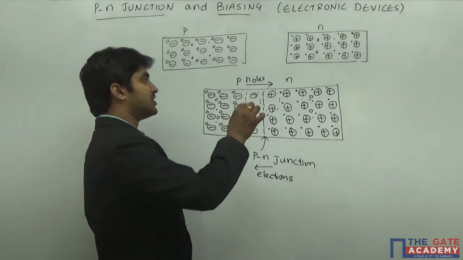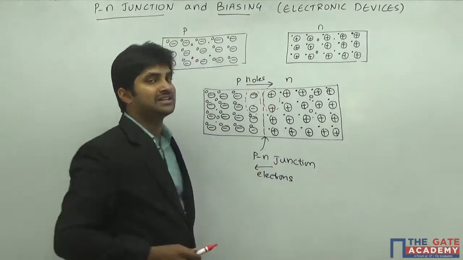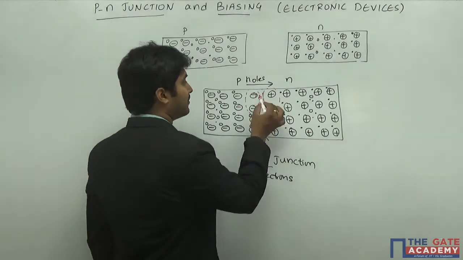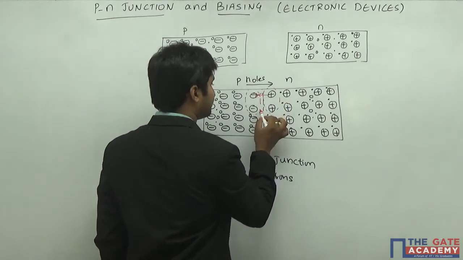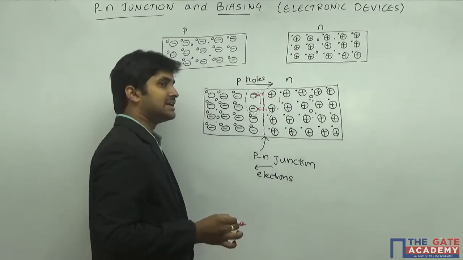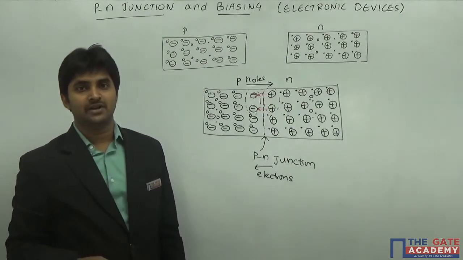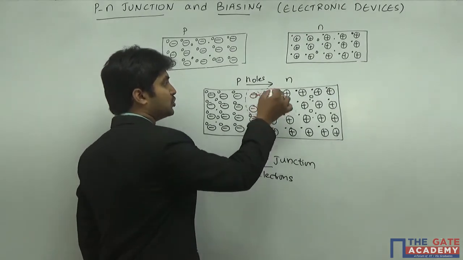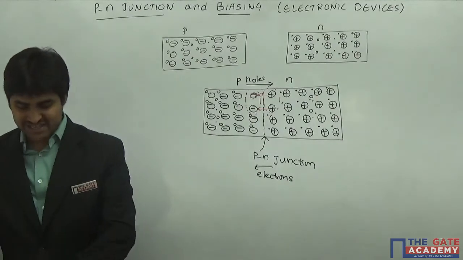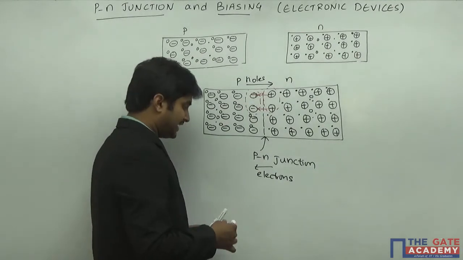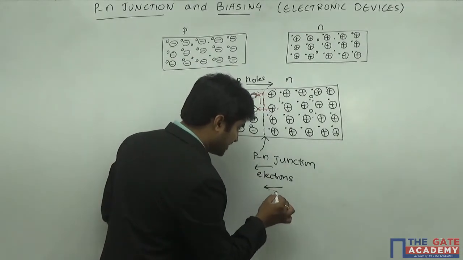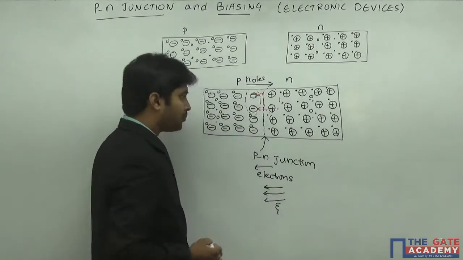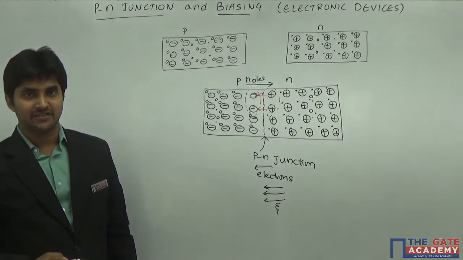Whenever the positive ions are in one region and the negative ions in the other region, then there is a formation of an electric field which is directed from positive towards the negative. Always the electric field is directed from positive charges towards the negative charges. So the direction of electric field is going to be something like this. You can see here that the electric field direction is going to be in this direction, always from positive charges towards the negative charges.